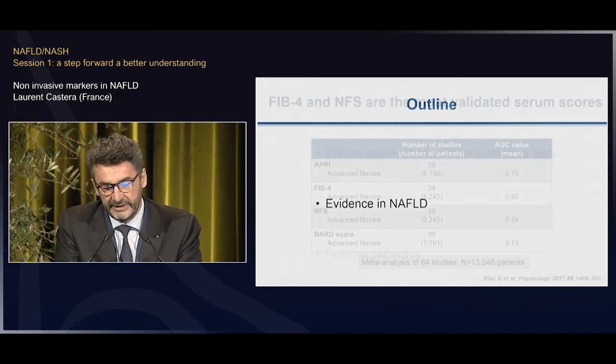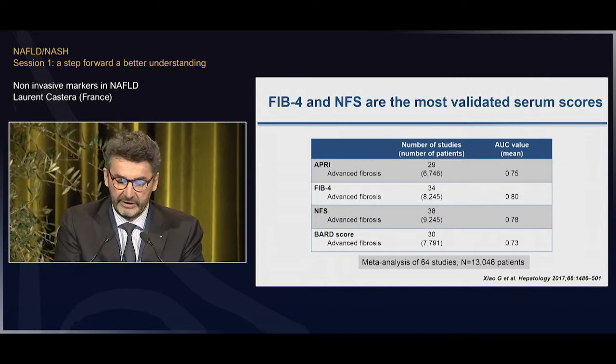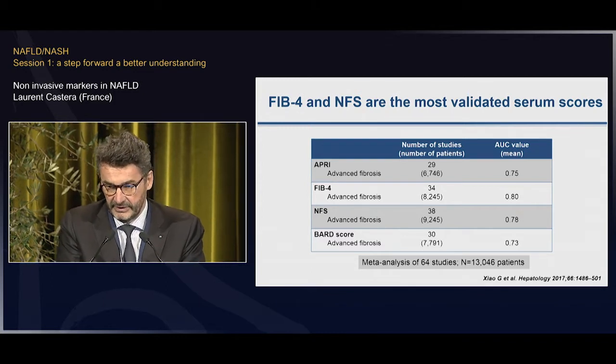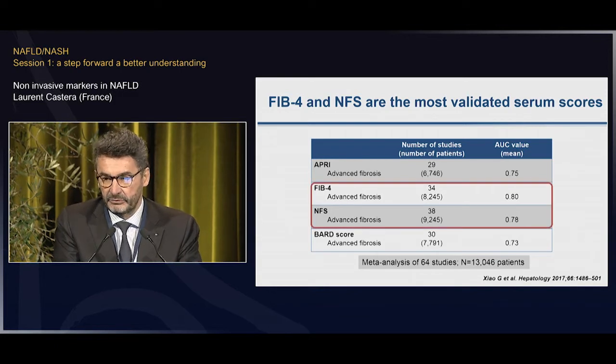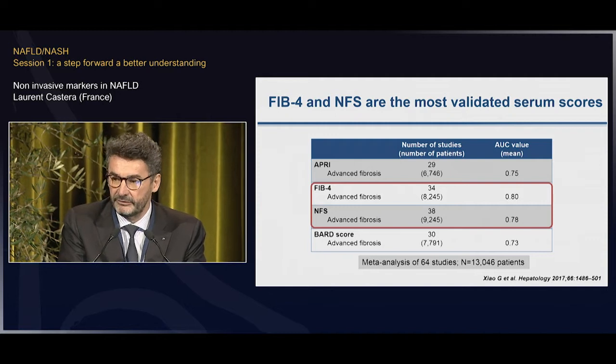So first, let's look at the evidence in NAFLD. Now we have large evidence, as you can see, a Chinese meta-analysis with a large number of patients, and you can see that the AUROCs are pretty similar, but the best validated tests are FIB-4 and the NAFLD fibrosis score.